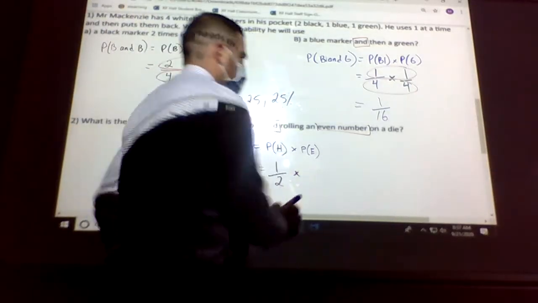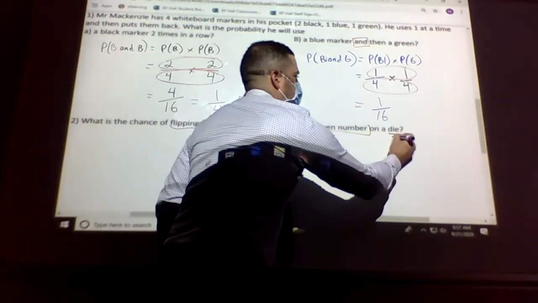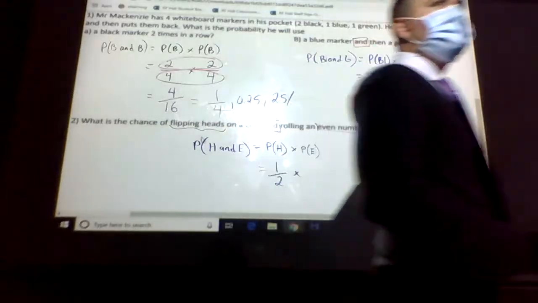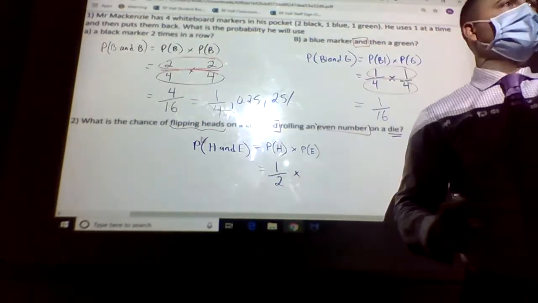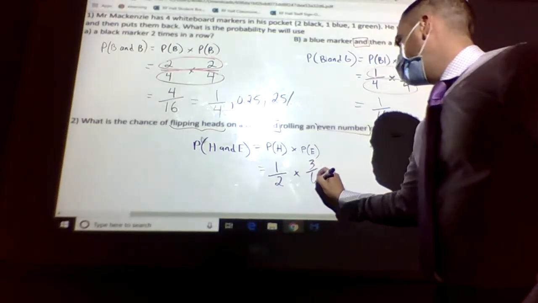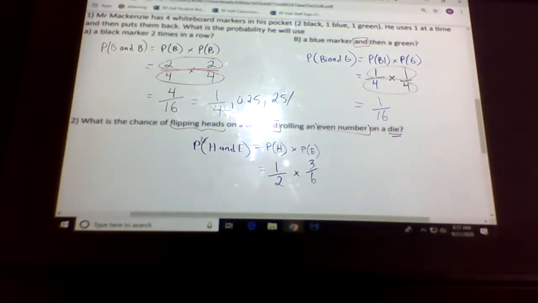Times, okay, an even number on a die. A die has 6 numbers. How many are even, Sophia? 3 out of 6. Good. So we have 2, 4, and 6. So we have 3 out of 6. If you want to put 1/2, you can. Okay, but again, I'll reduce at the end.